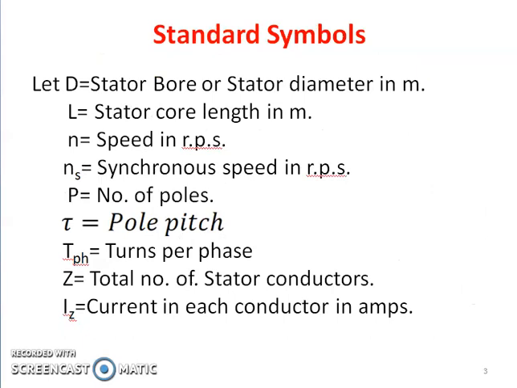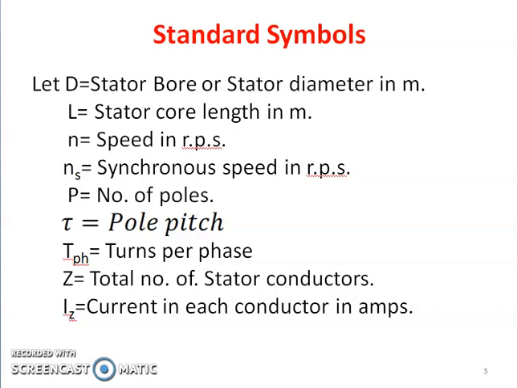Before we begin discussion on design of induction motor, let us see what are the standard symbols and notations which are used in design of induction motor. Let D be the stator bore or stator diameter in meter. L is stator core length in meter. N is actual speed in RPS. Ns is synchronous speed of machine in RPS. P is number of poles.